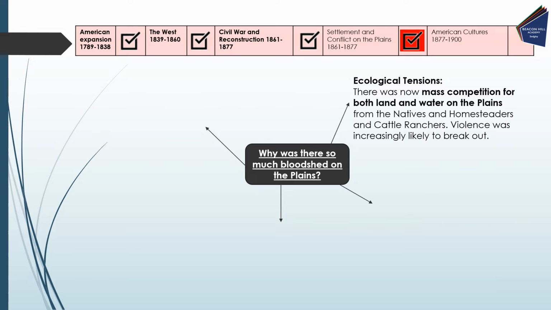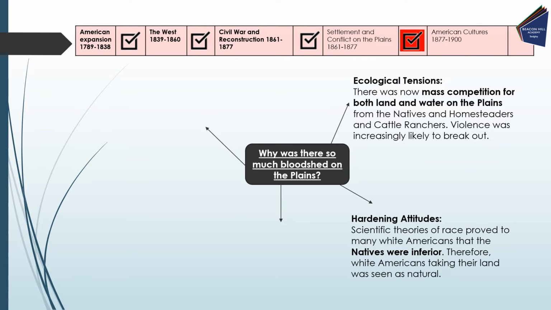And as a result of this, there was obviously going to be violence and aggression shown due to the fact that there is so much competition now for land and water. In terms of hardening attitudes, there were scientific theories of race within the United States that, in the opinion of the scientists that had produced those theories, they believed that many white Americans were superior and that natives were inferior. And therefore, white Americans taking the natives' land was seen as something that was natural because the natives were not equal to white Americans. So there were scientific theories of race that were really strongly believed.